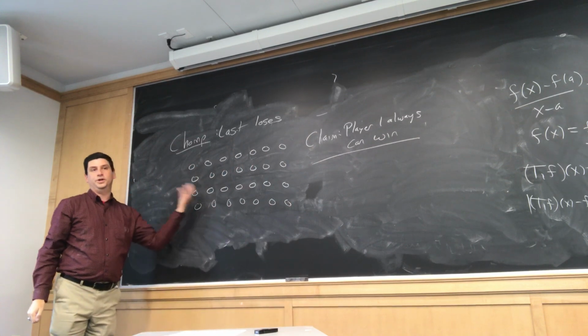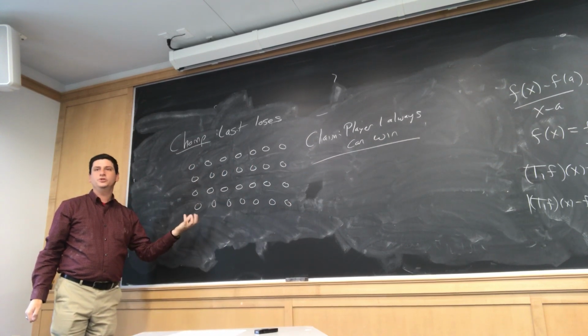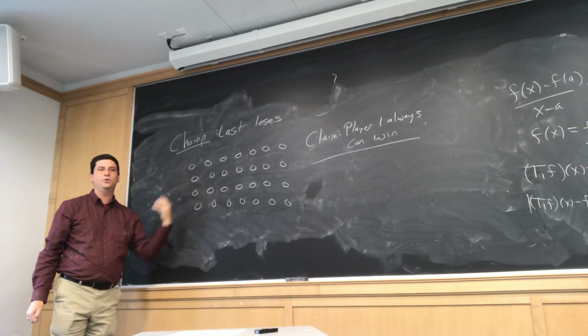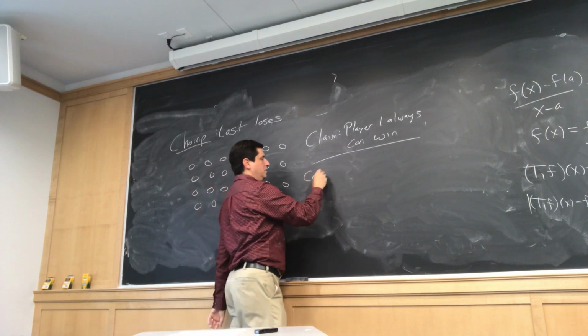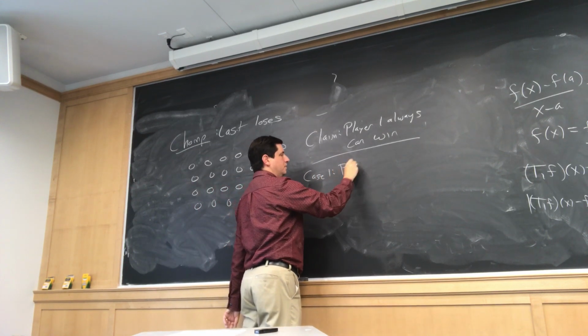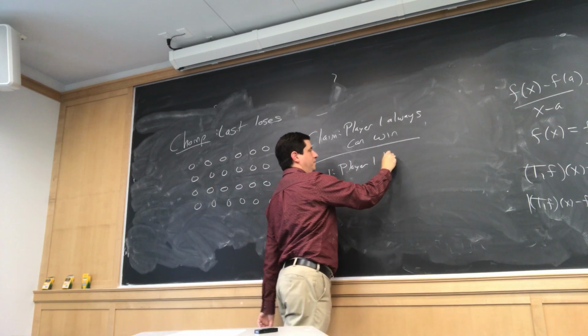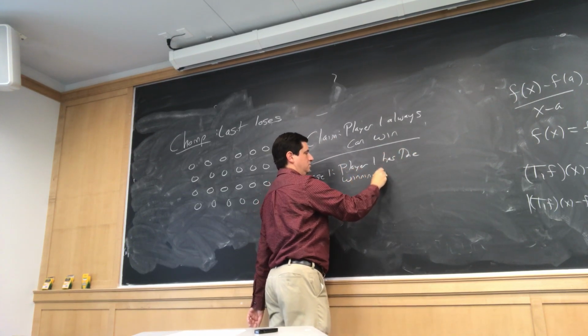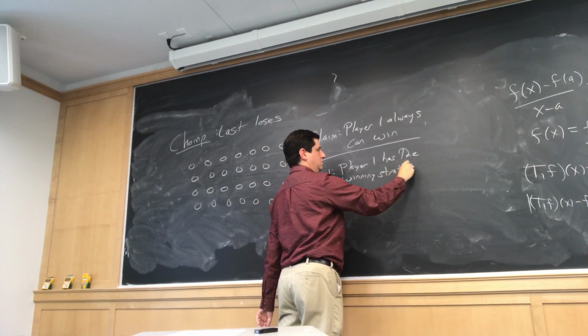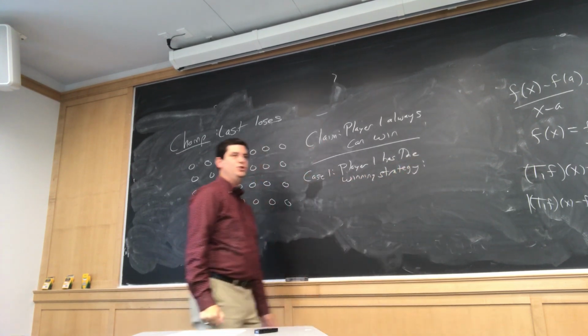For any board, there's going to be one person who has the winning strategy. It is either player 1 or player 2. So there are two cases. Case 1, player 1 has the winning strategy. What should player 1 do in this case?